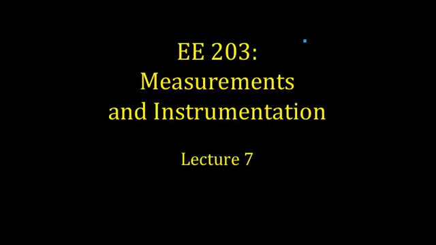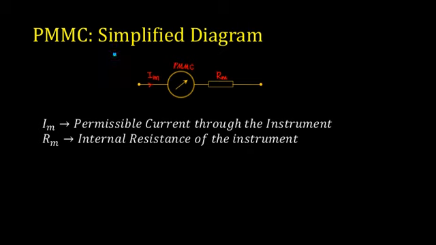Hello dear students. Today we will be looking at the topic extension of range of PMMC instruments. So this is a simplified diagram of a PMMC instrument. Here you can see that IM is a permissible current through the meter and RM is the internal resistance of this particular instrument, and this is the total representation.